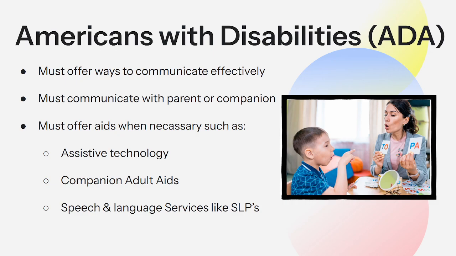Now, if someone has an SLI or a secondary language impairment, along with the points brought forward under IDEA for IEP or 504 plans, the Americans with Disabilities Act, or ADA, states that students must be offered ways to communicate effectively. On top of communicating with students or individuals for goods or services, you must also communicate with their parents and companions when appropriate. And aids must be offered when necessary, especially in compliance with any IEP or 504 plans, such as assistive technology, companion adult aids, and speech and language services like speech language pathologists, or SLPs.